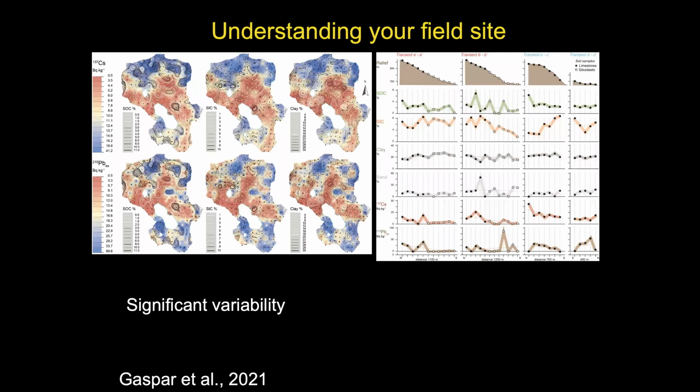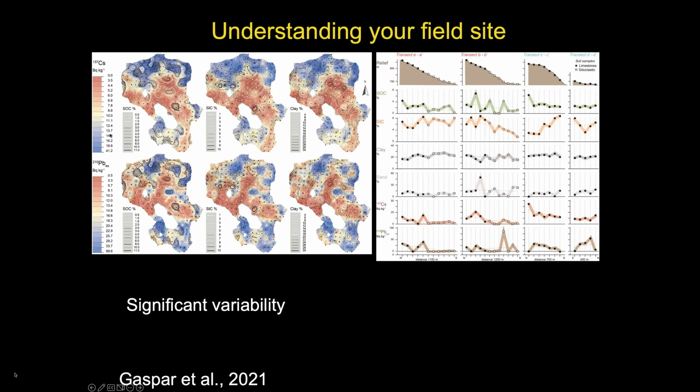One of the most important aspects of understanding the application of radioisotopes for a particular site is that there can be quite a bit of variability. This is an example from the Pyrenees in Spain. I realize that's not necessarily the environment that many of you are looking at, but I think this illustrates a really important and fundamental point that there can be a lot of variability.